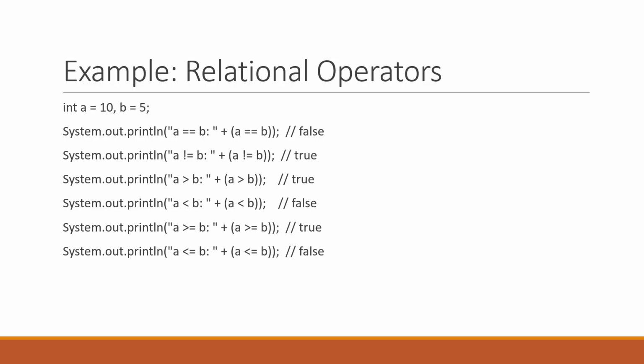int a = 10, b = 5. a is 10, b is 5. System.out.println(a == b) prints false, because a is not equal to b. In the second statement, a != b is true. 10 is greater than 5, true. 10 is not less than 5, false. Both are standard comparisons. You can use them inside if statements.